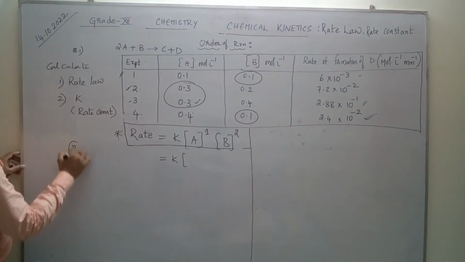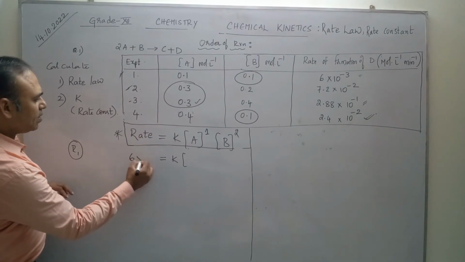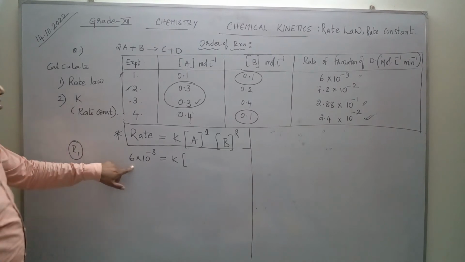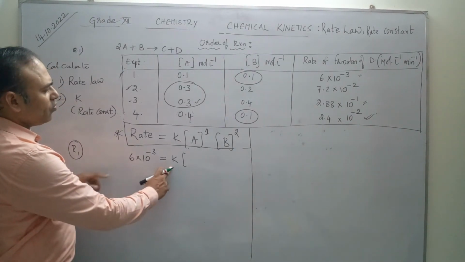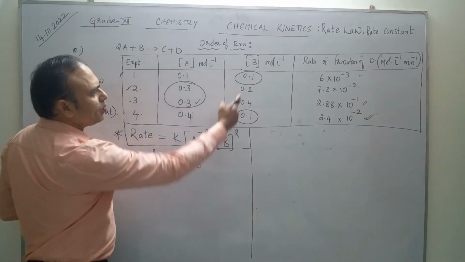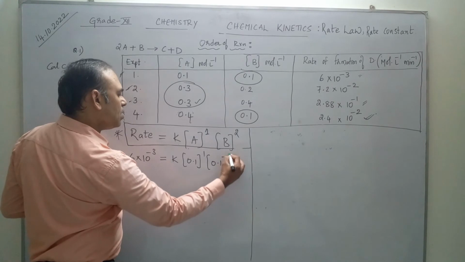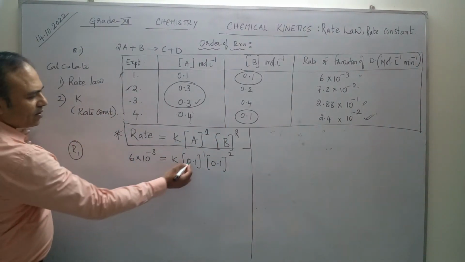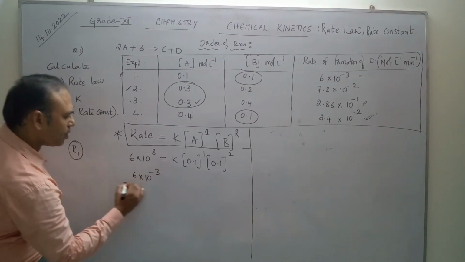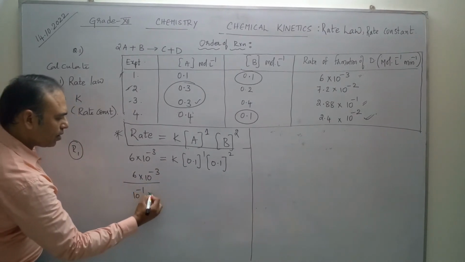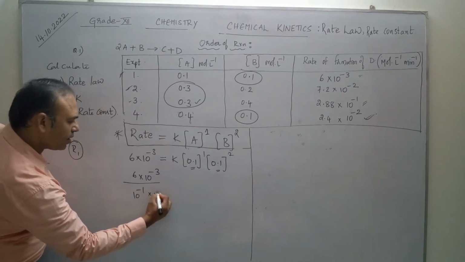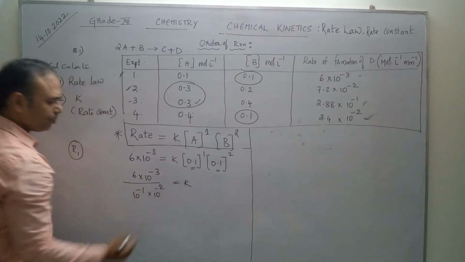Equation 1, R1, you take. What is R1 here? 6 into 10 to the power of minus 3. So 6 into 10 to the power of minus 3 is equal to k into, we can take a as 0.1 to the power of 1, and what is b? Again 0.1 to the power of 2. Now let us send this to the other side. What you will get? 6 into 10 to the power of minus 3 by, can we write 0.1 as 10 to the power minus 1? And here you have 2. So I will write 10 to the power of minus 2 is equal to k.